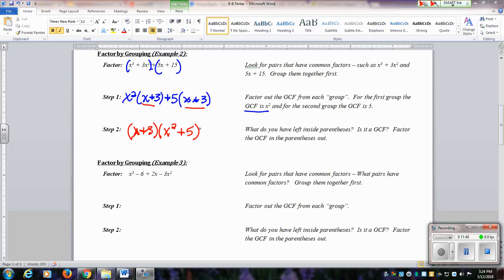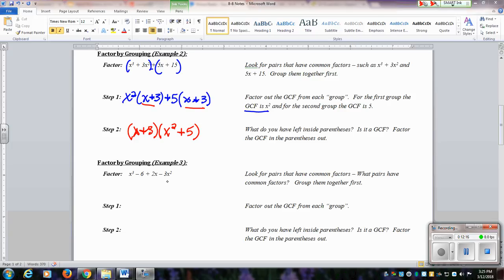That was difficult. Okay, here's our next example, factor by grouping. We have x cubed minus 6 plus 2x plus 3x squared. So it says, again, look for pairs that have common factors. What pairs have common factors? Well, I just naturally put these together because they each had something in common. But the x cubed and the negative 6, they have nothing in common.